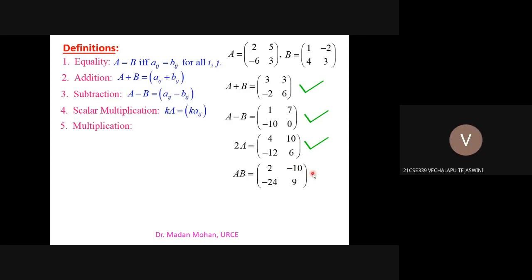AB? Wrong. I don't agree, because 2 plus 1 is 3, 5 minus 2 is 3. Similarly, 2 minus 1 is 1. Now AB, 2 into 1 is 2, 5 into minus 2 is minus 10, minus 6 into 4 is minus 24, 3 into 3 is 9.